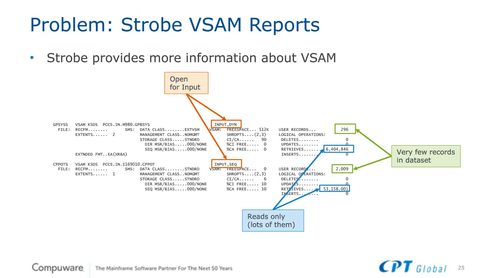Strobe gives a few different VSAM reports thanks to that VSAM data collector, which apparently is now turned on automatically. It can tell you whether it's open for input or output. In these two examples, I only showed you the data component. They're VSAM KSDSs, but I only showed you the data component here. They're open for input. They don't have a lot of records, but have a look at the number of reads. That's the stuff in blue. So not a lot of records, and the reads are just off the charts.